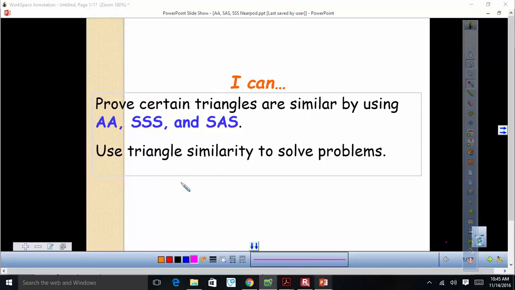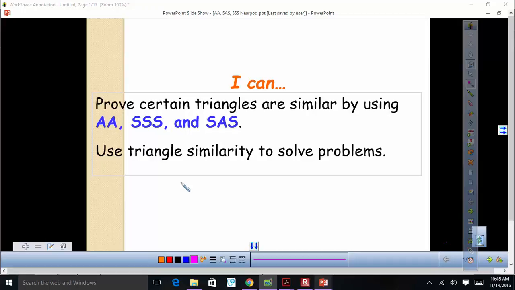Okay, so today we're going to talk about how to prove triangles similar. Okay, so not congruent, but similar. So last time we talked about proving triangles congruent, we had 5 congruency statements. What were those 5 congruency statements?